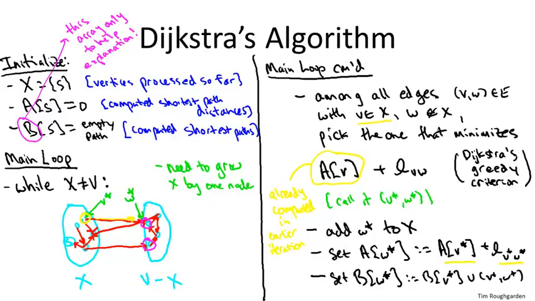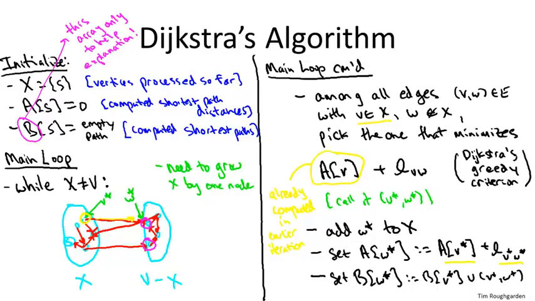So we compute that for each crossing edge, and then the minimum edge, we're calling it V star W star. That determines how we proceed. So we add the head of that arc W star to the set capital X, and then we compute the shortest path distance to W star to be the previously computed shortest path distance to V star plus the length of this extra hop V star W star.